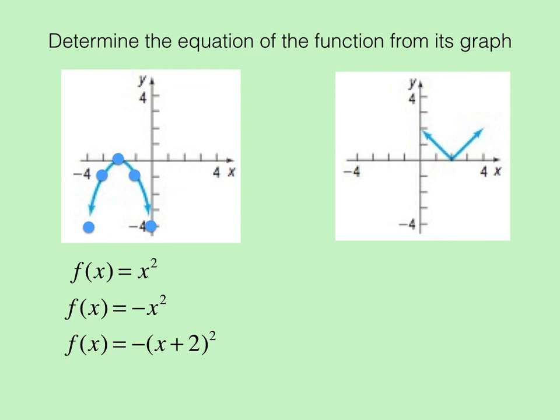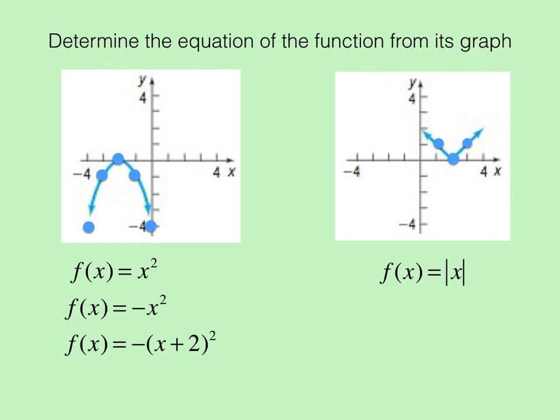Now the absolute value function. The vertex is at 2, 0. It's opening up. So it's f of x equals the absolute value of x. Now when we look at the width of this function, it's what I would expect, 1 over 1 up. So it's the typical width.